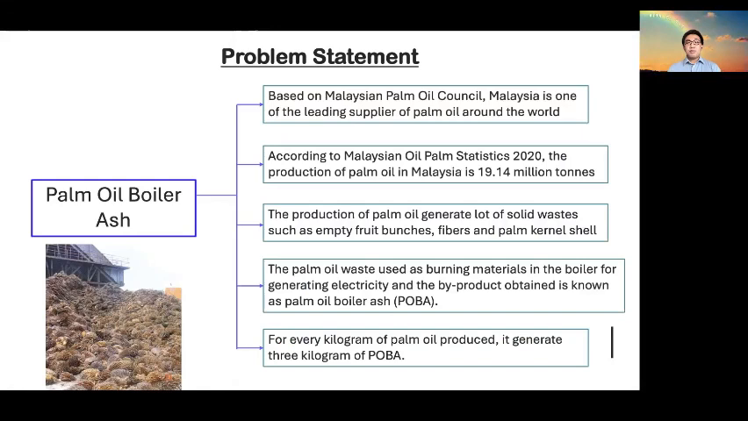Now, let's look at the problem statement on the plant oil boiler ash. Malaysia is one of the leading suppliers of plant oil around the world. According to Malaysian Oil Plant Statistics 2020, the production of plant oil in Malaysia is 19.40 million tons. The production of plant oil generates a lot of solid waste such as empty bunches, fibers, and plant kernel shells. The plant oil waste is used as burning material in the boiler for generating electricity, and a byproduct of this is known as plant oil boiler ash, POBA. For every kilo of plant oil produced, it generates 3 kilos of POBA.